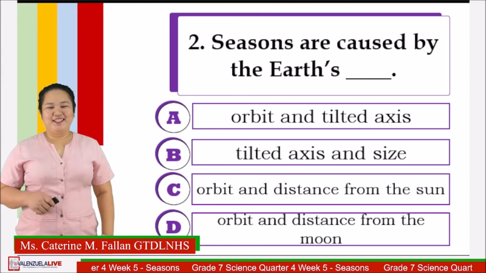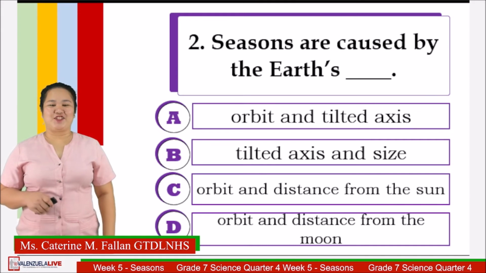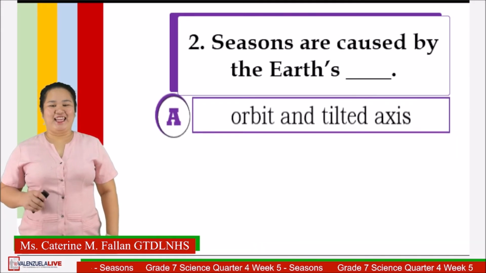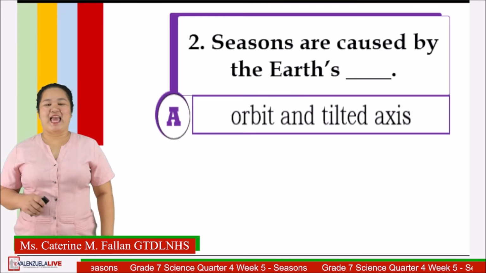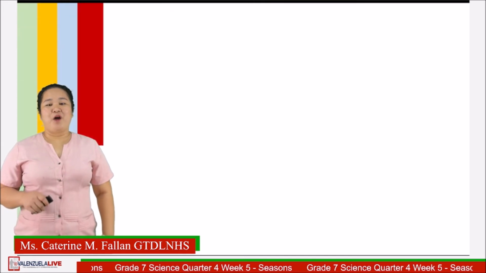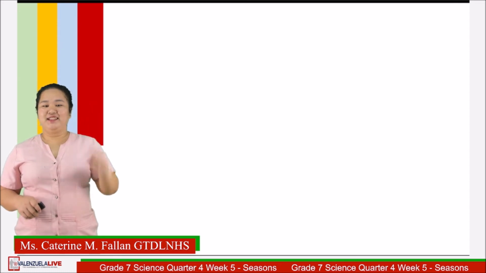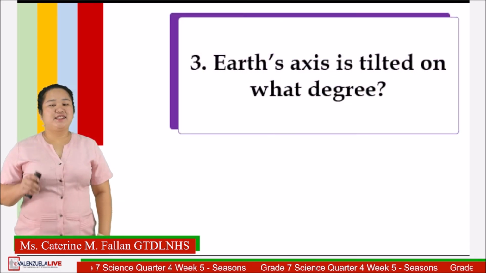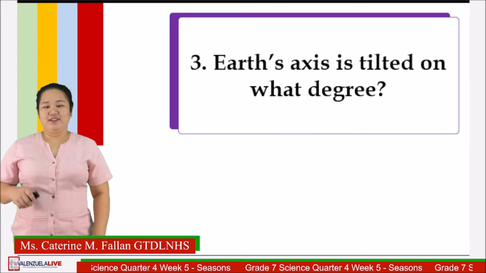Time is up. Let us now reveal the answer. The correct answer is letter A, orbit and tilted axis. For our question number 3, Earth's axis is tilted on what degree?